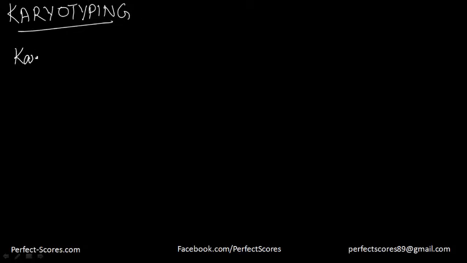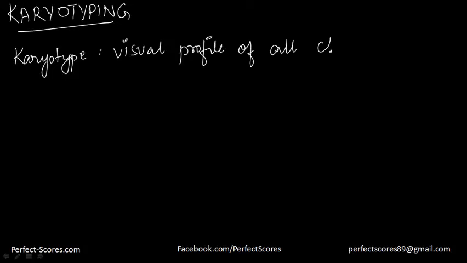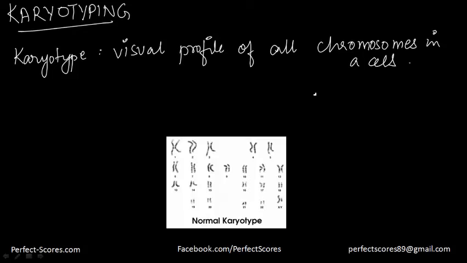So what exactly is a karyotype? A karyotype is nothing but a visual profile of all the chromosomes in a cell. What is basically done is all the chromosomes are arranged into homologous pairs and then they are displayed according to their structural characteristics. So this diagram that you can see is an example of a normal karyotype of a human.